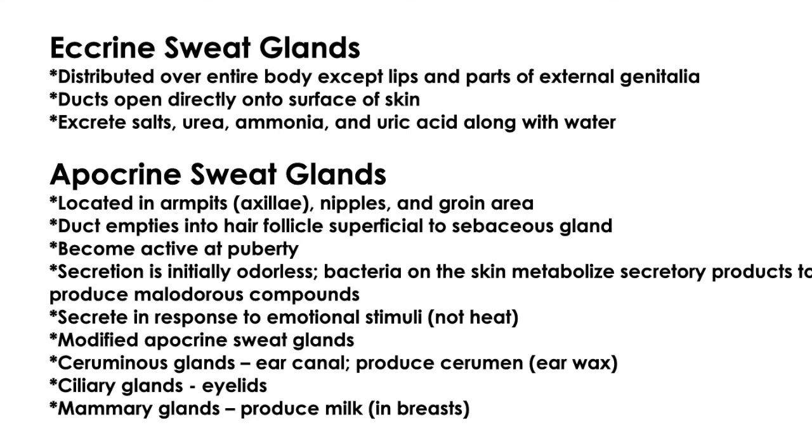Now the apocrine glands deal more with hormones. This is when we are nervous, when we go through puberty. These sweat glands are primarily odorless, but we smell them because of the bacteria in our skin. These are primarily found in the armpits and pubic areas, where we have a lot of hormones produced.